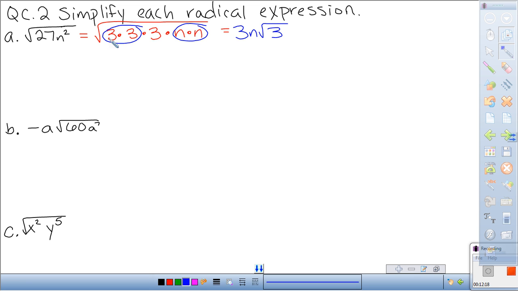Again, that's because 3 times 3 is 9. The square root of 9 is 3. n times n is n squared. The square root of n squared is n. That's how those got to come outside the radical, and 3 had to stay inside the radical.